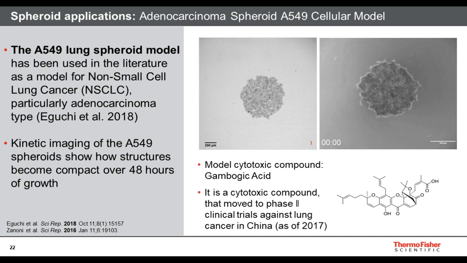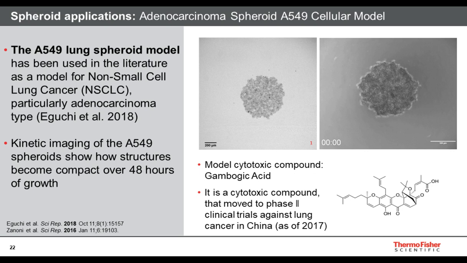I want to show you now what it looks like when we have performed this kinetic imaging of this A549 spheroid. We have visualized them using different kinds of instruments. We have utilized the EVOS M7000 Imaging System, and we have also utilized our Thermo Scientific imaging platform, the Cell Insight CX7 imaging platform. And you are soon going to be watching a video that shows how cells over time structure and become more and more compact as time progresses.